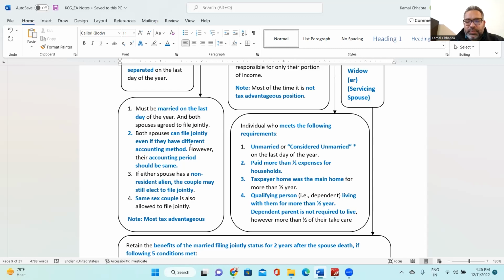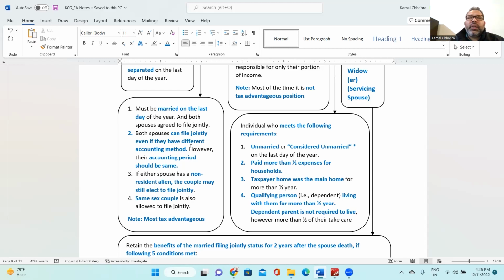Dependent children must be living with you for more than half a year, but for the parents it's not mandatory that they live with you. So you can claim head of the household status when you have dependent children or dependent parents, and the dependent children live with you more than half a year, but the dependent parents are not required to live with you for any time.